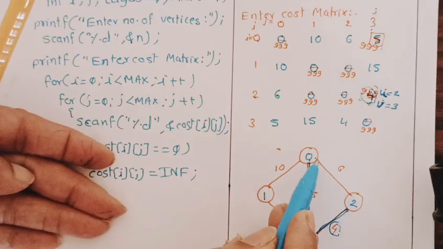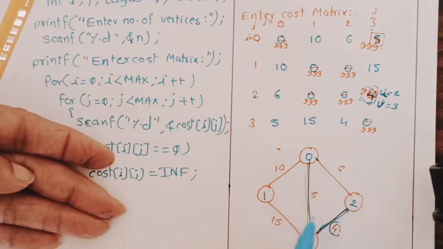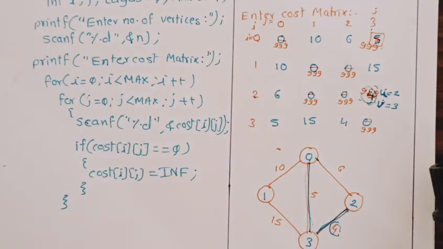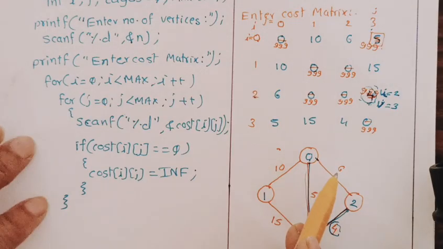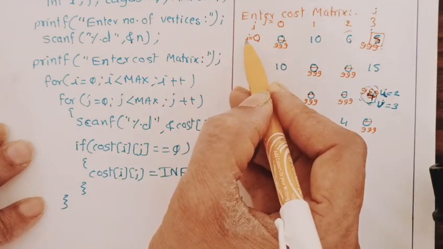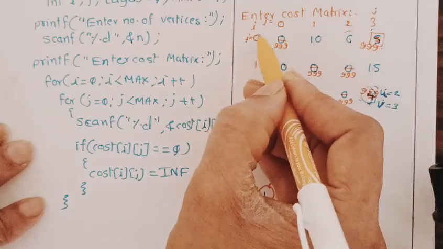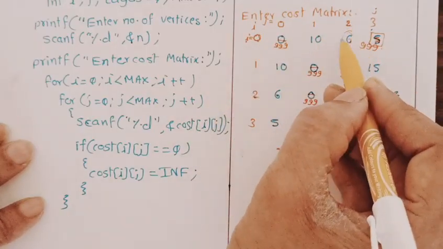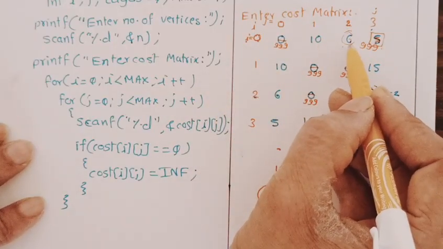Next is 6. But if you select this, it will form a cycle here. So how do we have to check? See here, 6, where is it? This one. So i should be 0 and j is 2 here. This one is the i value, this one the j value. So in place of cost of 0 2, this will be stored.